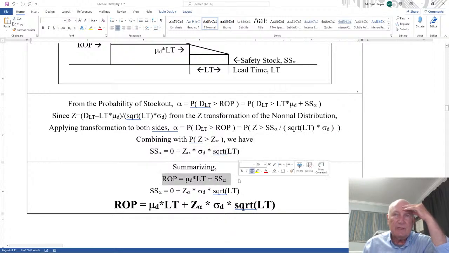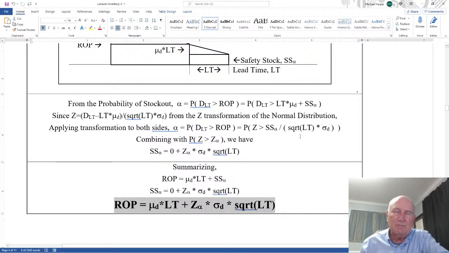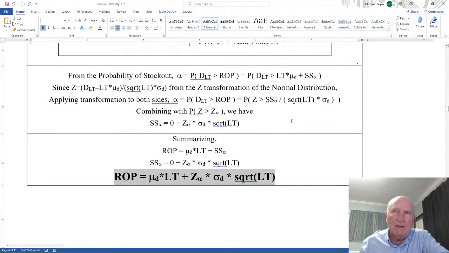Summarizing, the ROP is given to be this: the mean times lead time plus safety stock. But the safety stock we've derived to be this. So there's your ROP equation. Now this derivation is not really important. I went through it quickly. I could have gone through it slower, but you can go through the algebra if you want. But this is where this expression comes from.